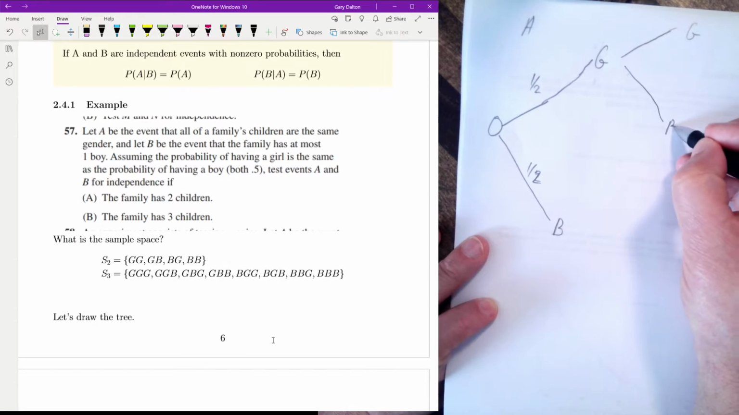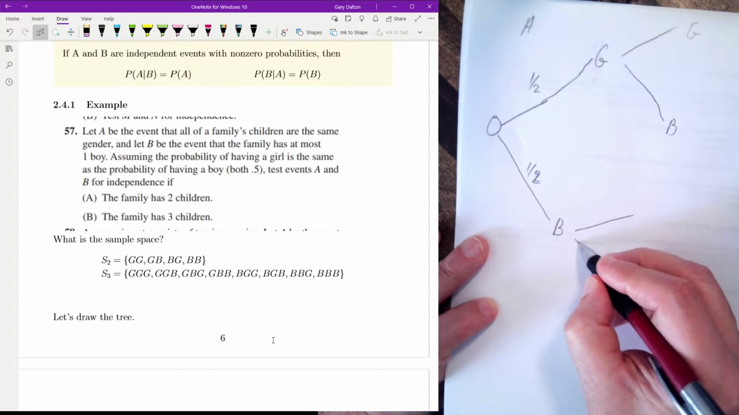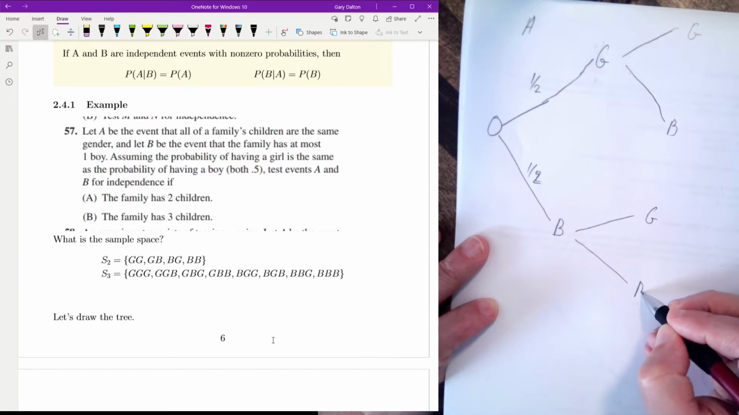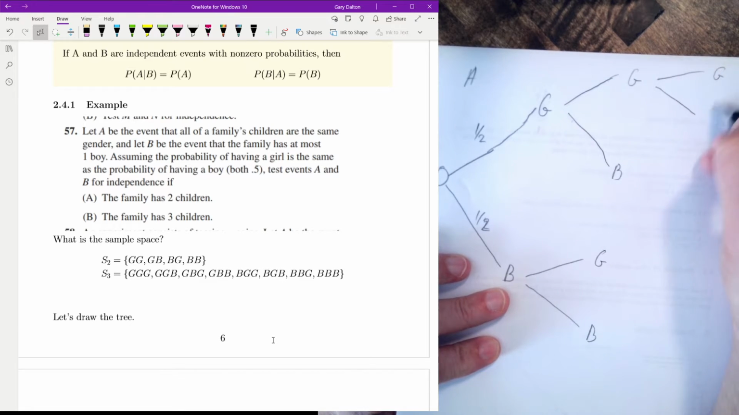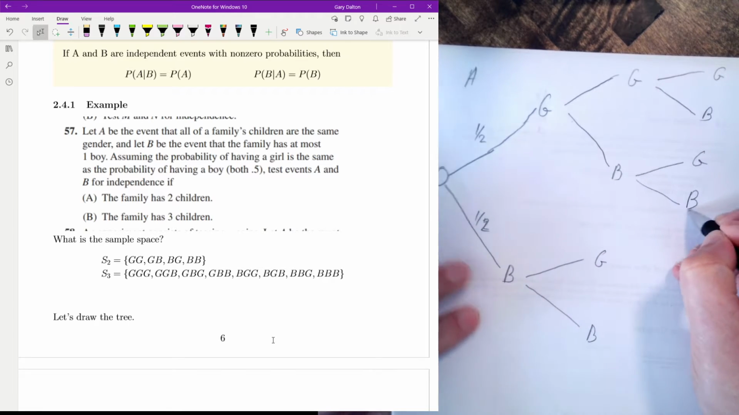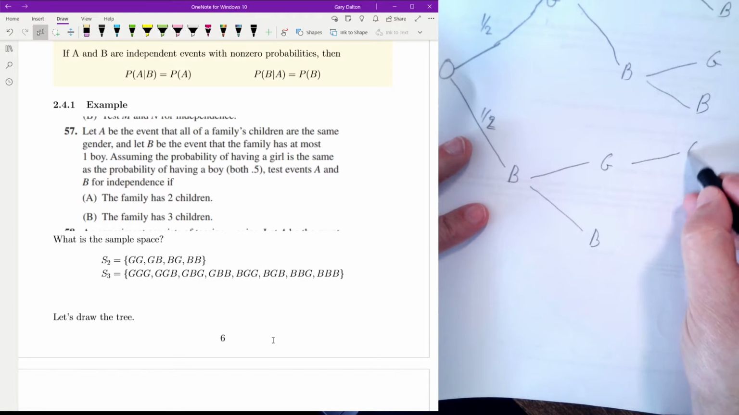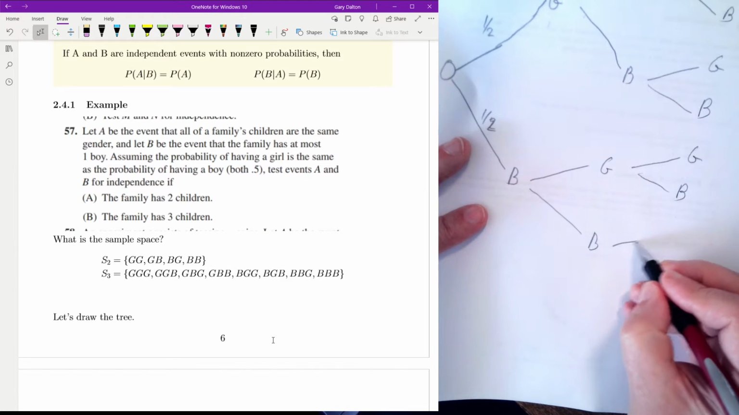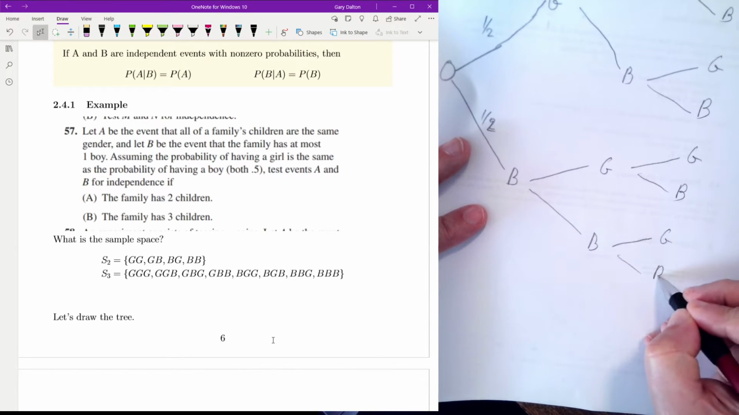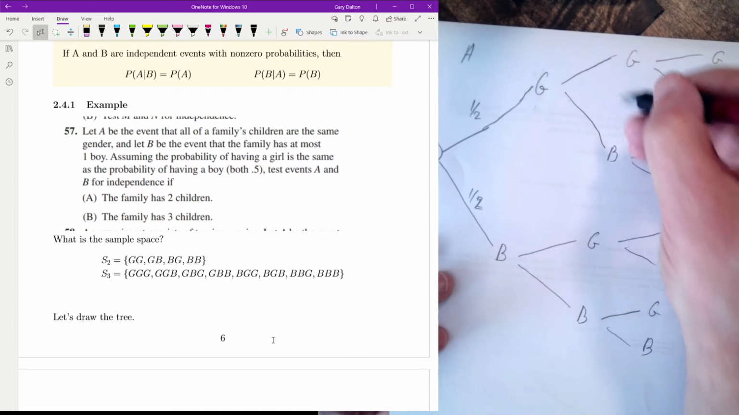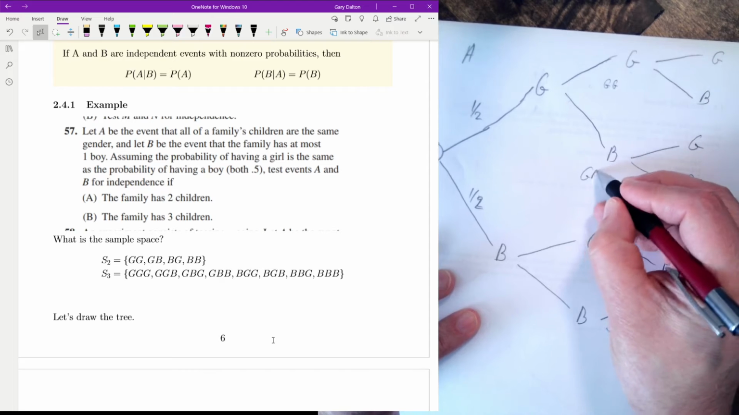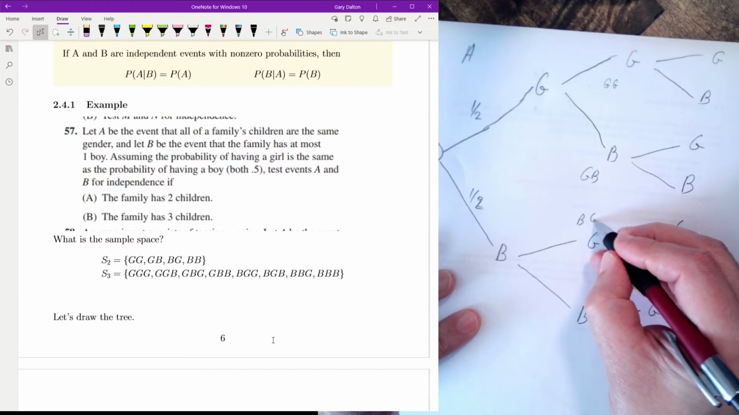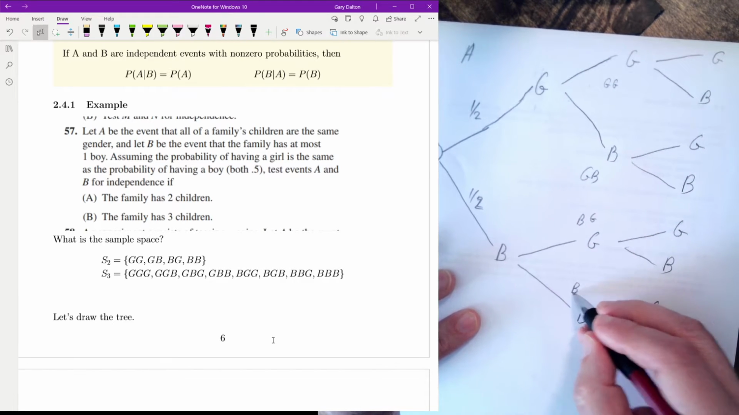Girl, boy. And I'm going to do one more off of here. Girl, boy. Girl, boy. Girl, boy. Now what you'll see is this is G, G, G, B, B, G, B, B.